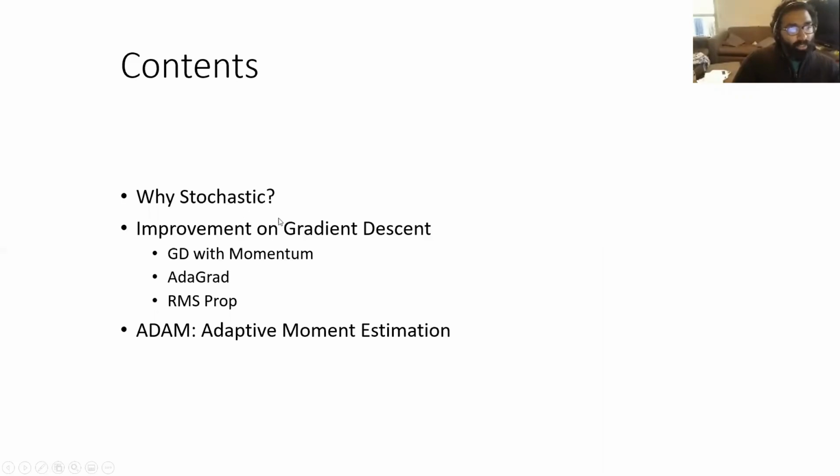Then I will be explaining about the improvements which we can bring to the gradient descent, which makes it more suitable for machine learning applications and stochastic problems. And finally, I'll be discussing about the ADAM, adaptive moment estimation algorithm. So let's start.